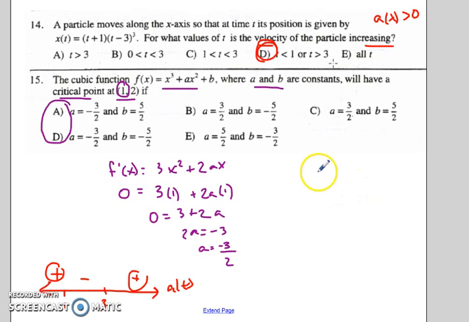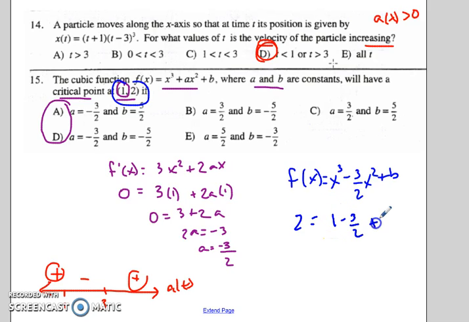So let's take a of negative 3 halves, and I can rewrite our equation. f of x equals x cubed minus 3 halves x squared plus b, and then just plug in the point 1, 2. So 2 is my f of x value. Plug in 1 for x, and I have 2 equals negative 1 half plus b, and b is 5 halves, so my final answer is A.